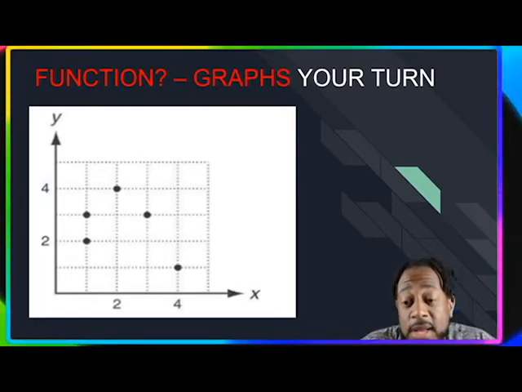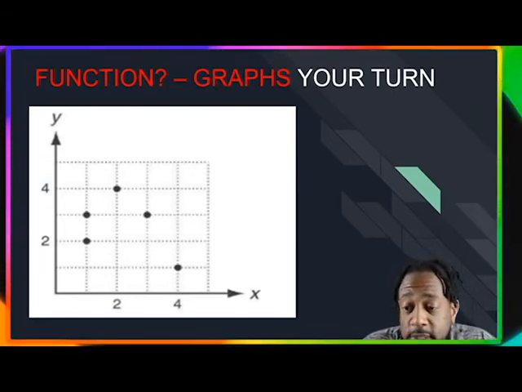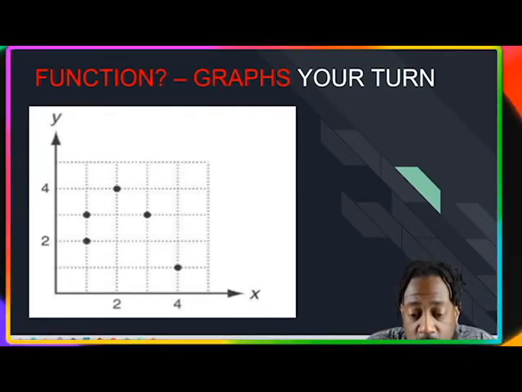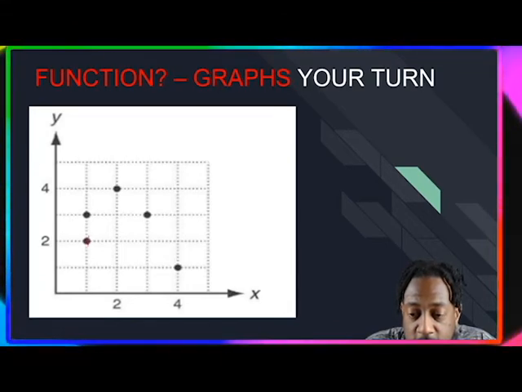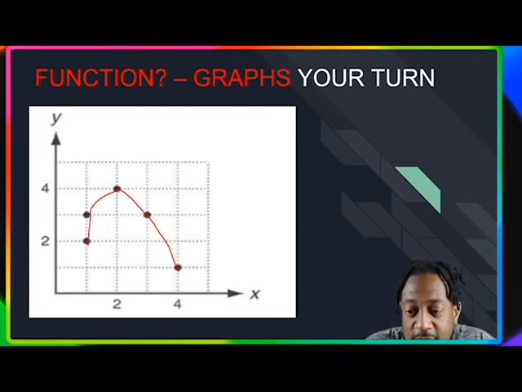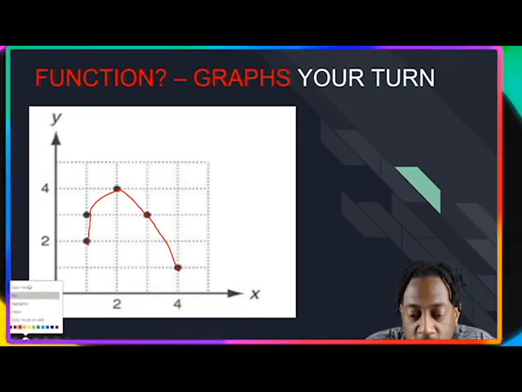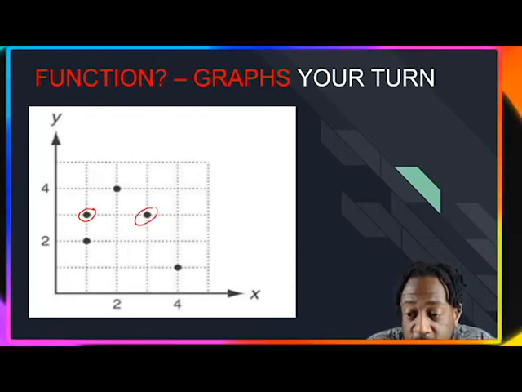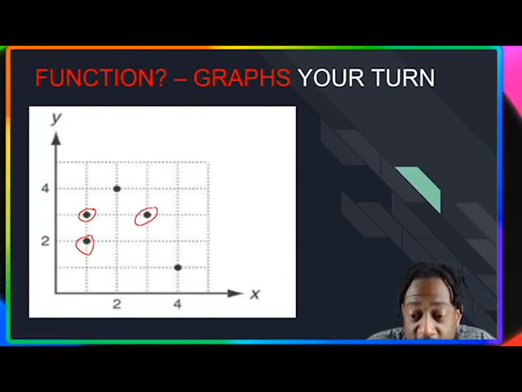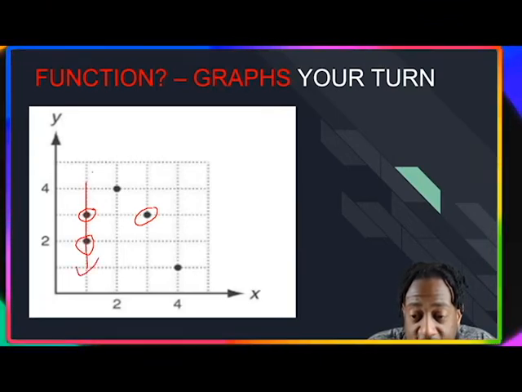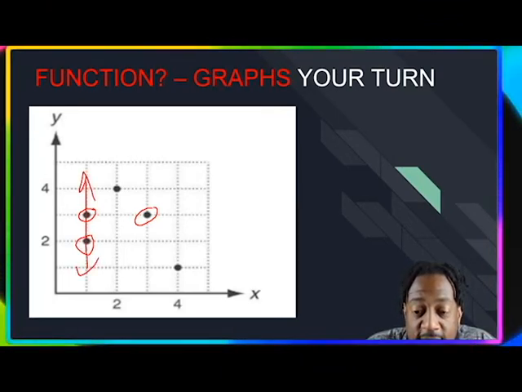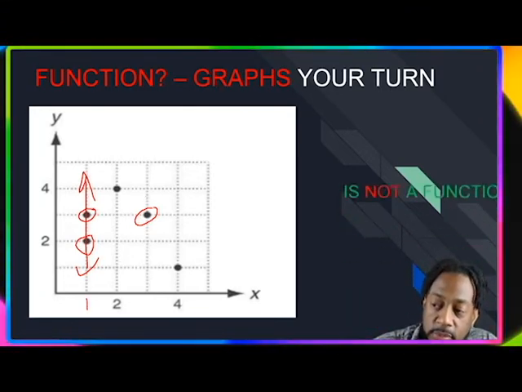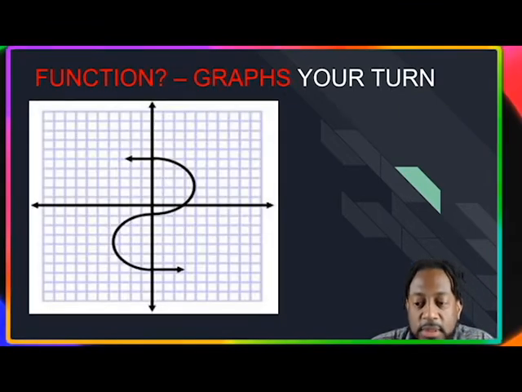All right, we're back. No, you're not going to use the vertical line test on this one because it's not a graph. It's not connected at all. So look at it. This is connecting it, but it's not connected. So you're going to treat it as a table. You have one here, you have one here, but you have 2 here. If I use it as a table, 1 is repeated. So it's not a function. Boom.